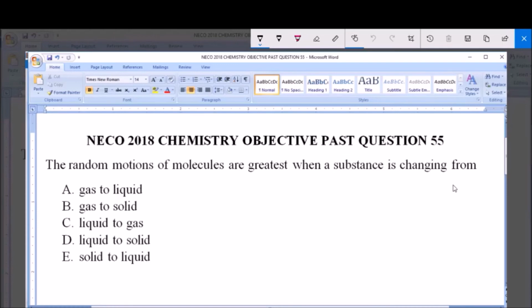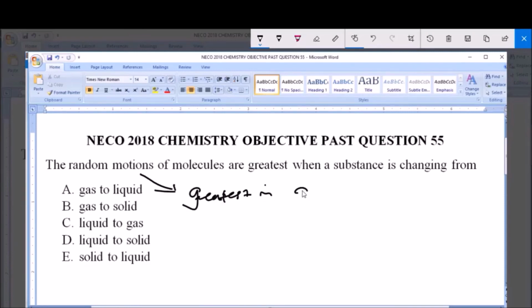I will be answering NECO 2018 Chemistry Objective Past Question 55. The random motions of molecules are greatest when a substance is changing from A. Gas to liquid, B. Gas to solid, C. Liquid to gas, D. Liquid to solid, and E. Solid to liquid.